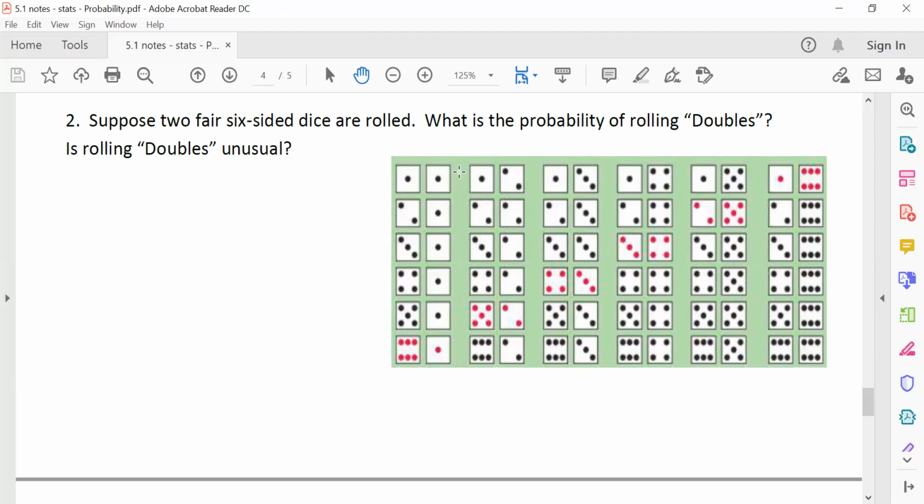And so it turns out there's 36 possible outcomes. 6 on the first die, 6 on the second die, 6 times 6 is 36. So there's 36 possible outcomes. So if we were doing a probability calculation off this, 36 would very likely be our denominator.